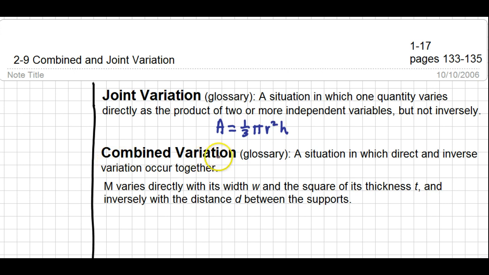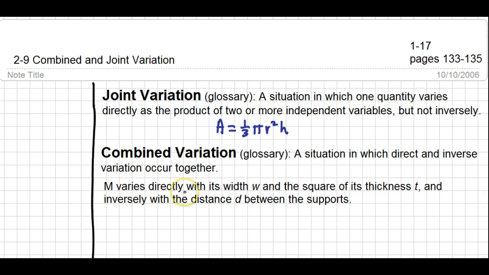For combined variation, that's a situation in which we have a combination of both direct and inverse variation occurring together. Keep in mind there could also be more than one of each of those, but as long as there is one of each, that would be considered combined. So for that one we have this example.